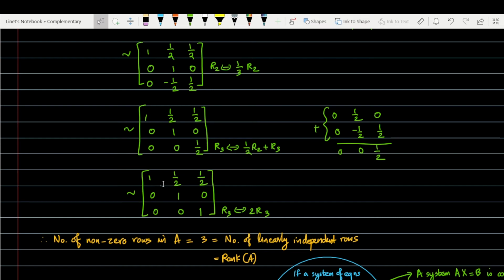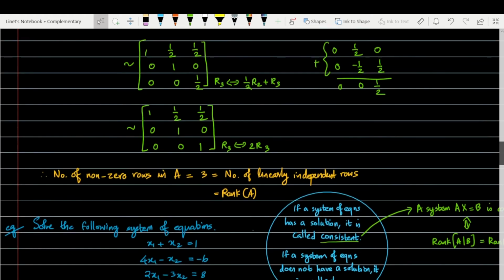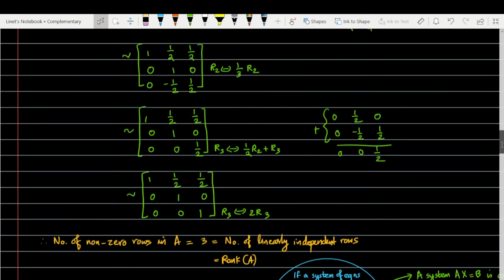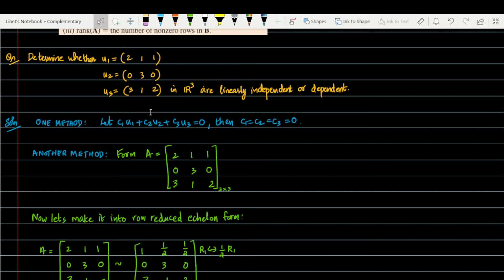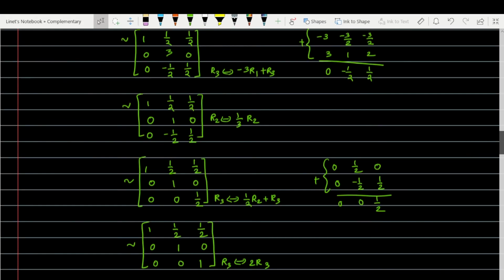And in the row reduced echelon form of the given matrix, you have 3 non-zero rows. So that means the number of linearly independent rows in A is 3. That means the rank of A is also 3, which is the maximum number of linearly independent rows. Okay, so that's how you approach determining whether three vectors in R3 are linearly independent or not, using another method, that is, the method of row reduction into echelon form.